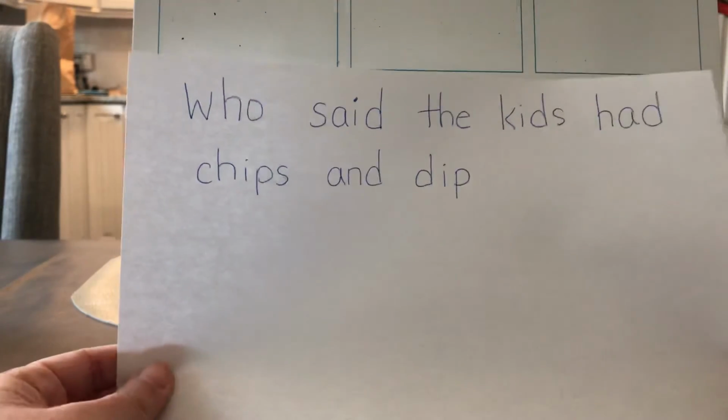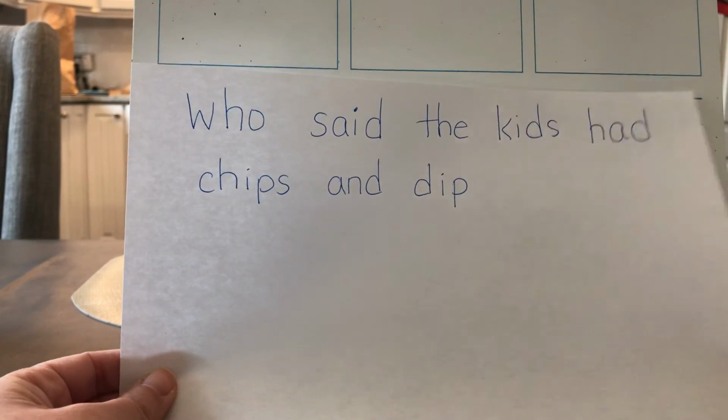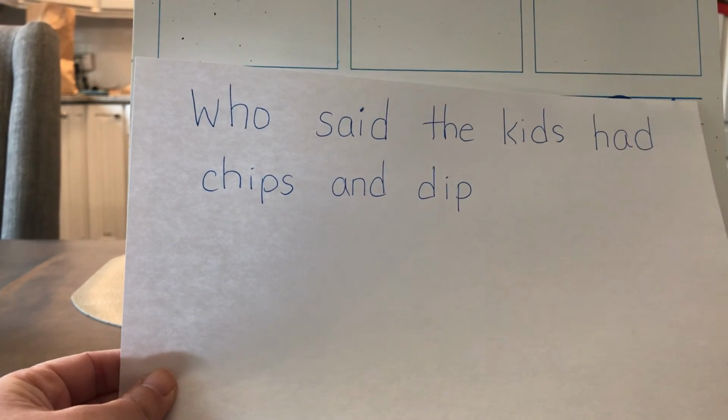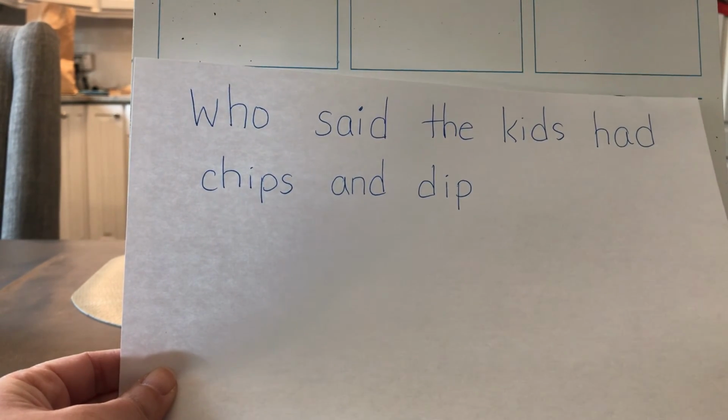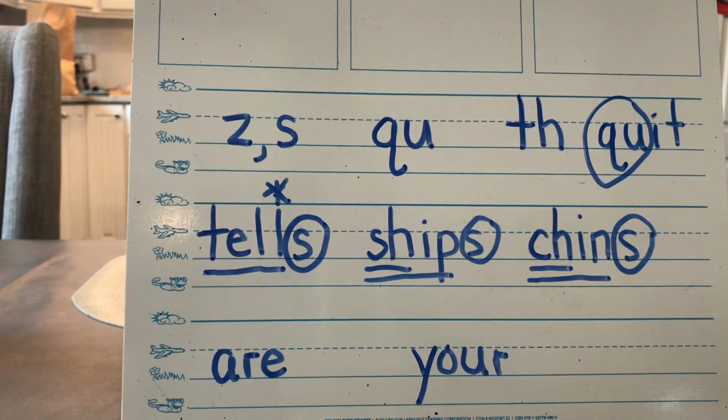Now, I remember when we were learning the trick words, the word who is a question word. So I know that this sentence is a question sentence. So I can add a question mark.